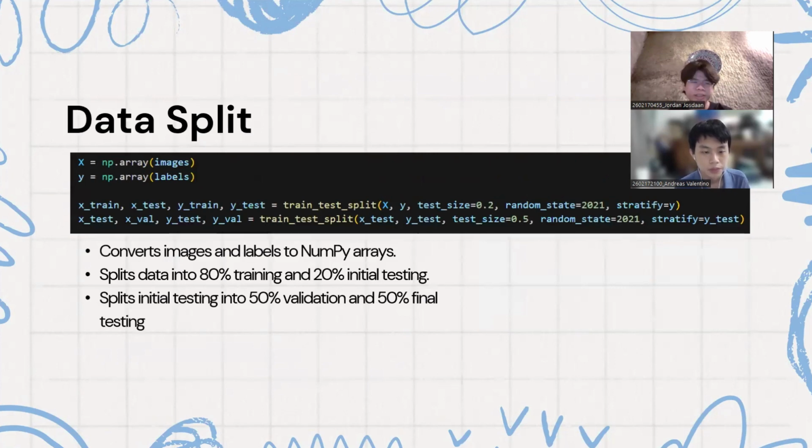Next, from the data split in this code, we convert our list of images and labels into NumPy arrays of X and Y. We then split our dataset into training, validation, and test sets using the train test split from scikit-learn. We first split the data into an 80 to 20 ratio for training and testing. Then we further split the test set into equal parts to create the validation set, thus creating the ratio of 80 to 10 to 10 for training, testing, and validation.